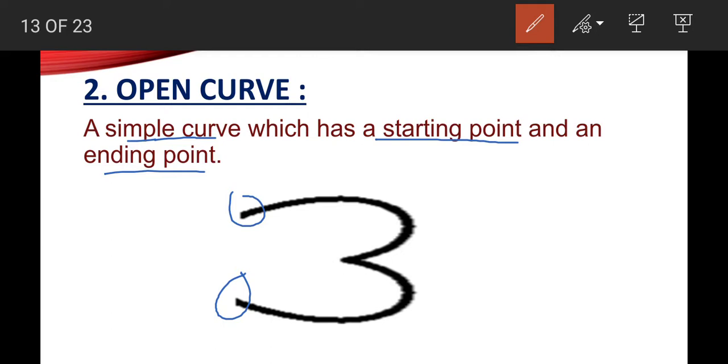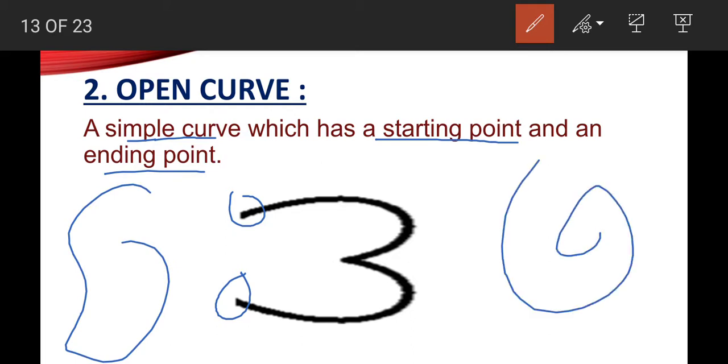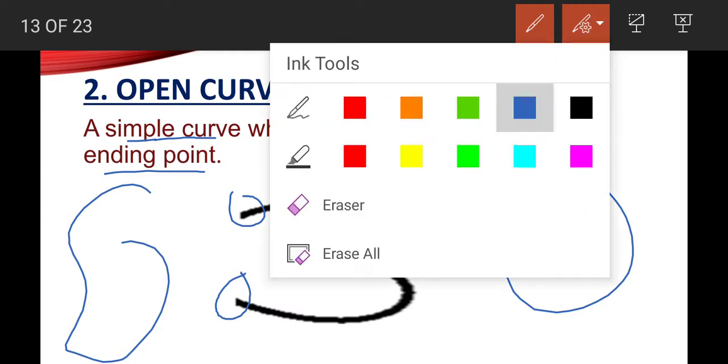We can draw some more open curves also. Look here. This is an open curve. This is an open curve, as all these have a starting point and ending point. Now come to the next one.